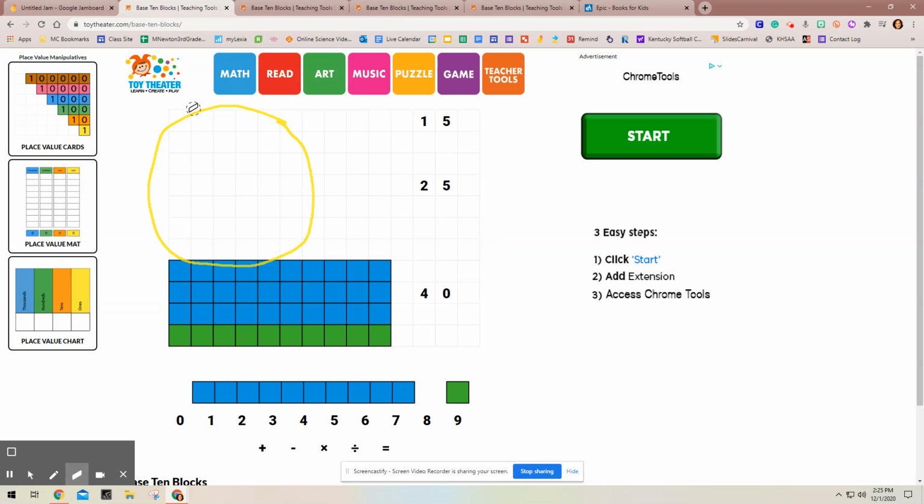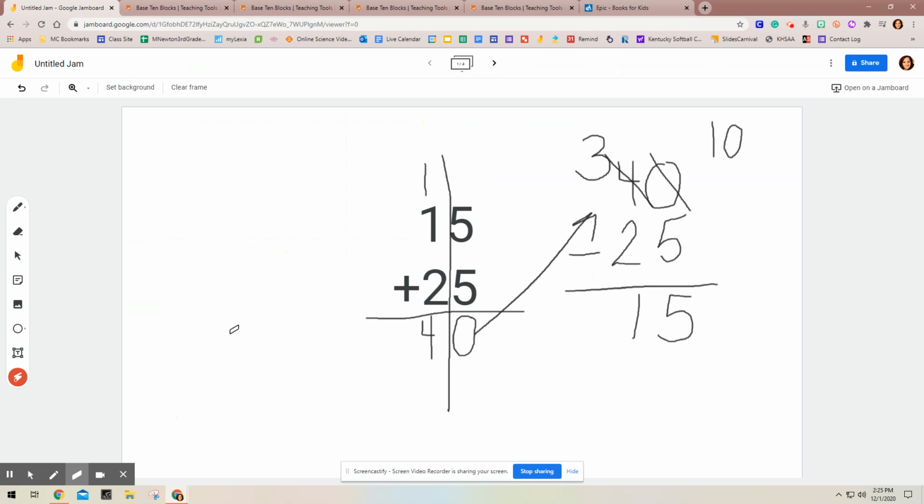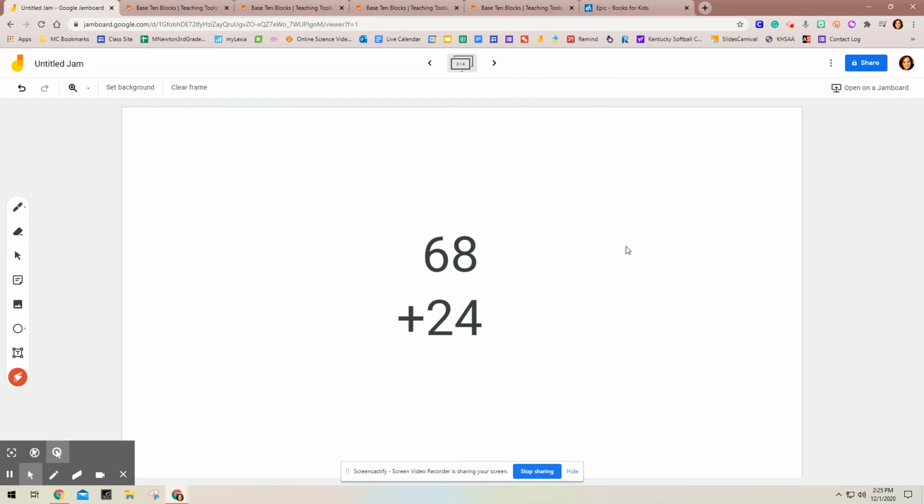Okay, let's do another one. I have 68 plus 24. All of these are going to require regrouping. I always start in my ones. We never start in our tens. I know we read from left to right, but in math, we just don't do that. We've got to start with our ones just in case we need to regroup.